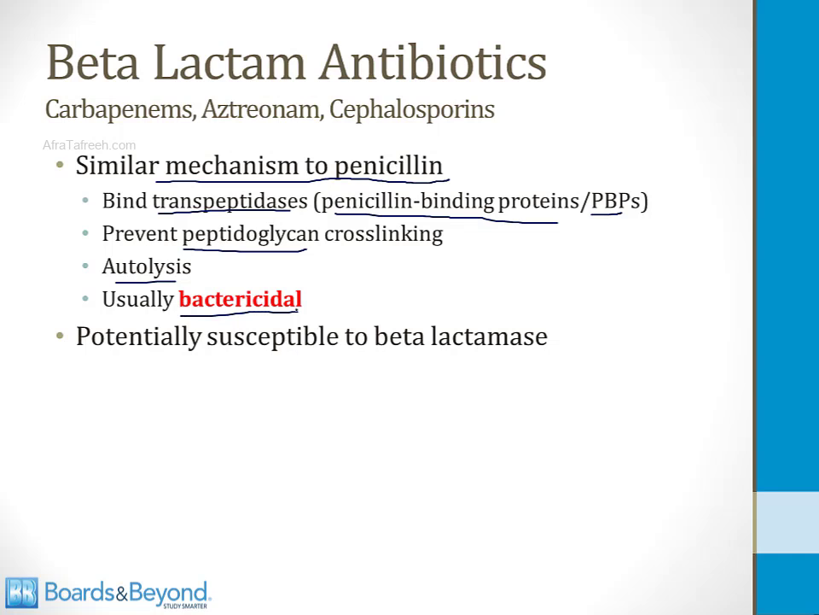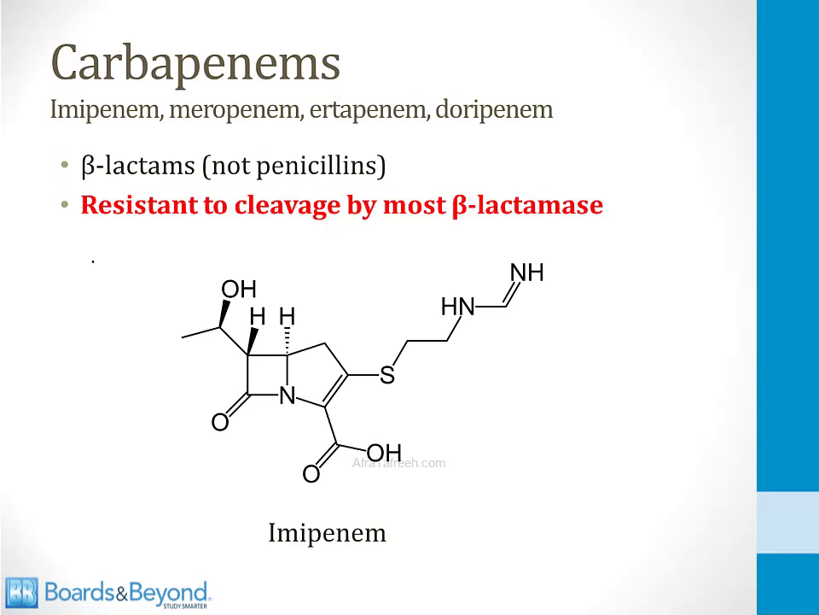In addition, because all of these antibiotics possess a beta-lactam ring, they are potentially susceptible to beta-lactamase enzymes, although as we will see, many of them are specifically designed to resist beta-lactamase degradation. Our first group of beta-lactam antibiotics are the carbapenems. Drugs in this class include imipenem, meropenem, ertapenem, and doripenem.